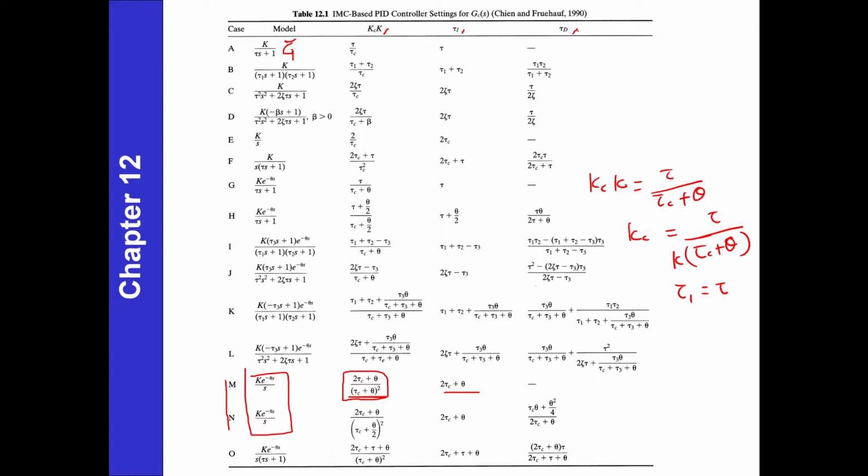How about when we have a second order process? There is no second order plus time delay, just second order without time delay. So this is how to calculate the Kc, tau I, and tau D. Maybe we can go to an example, which will show you how to use this table.